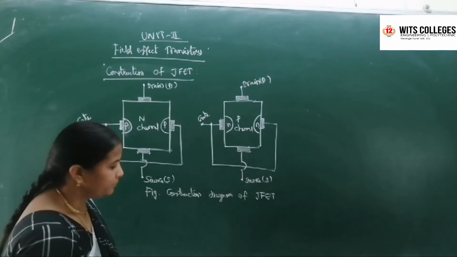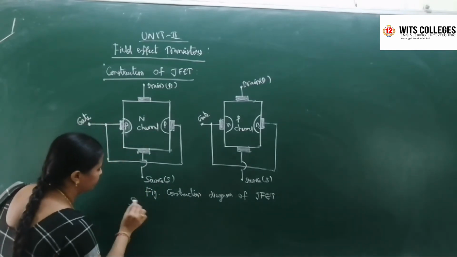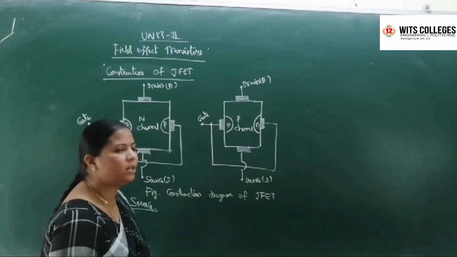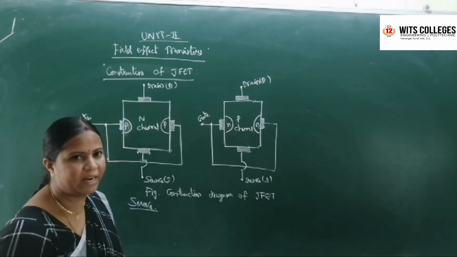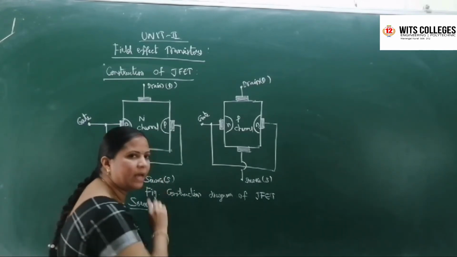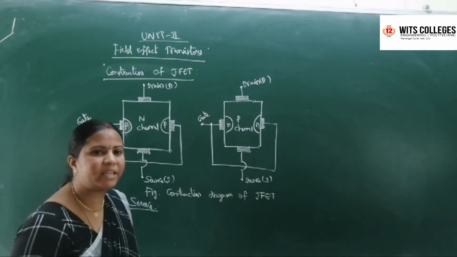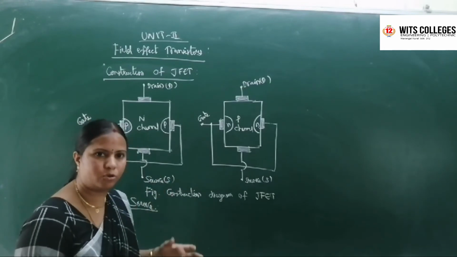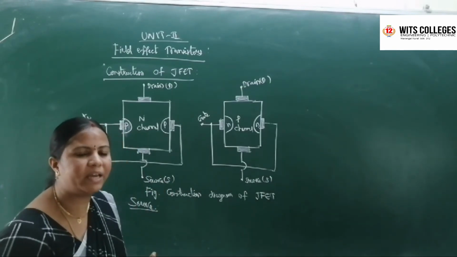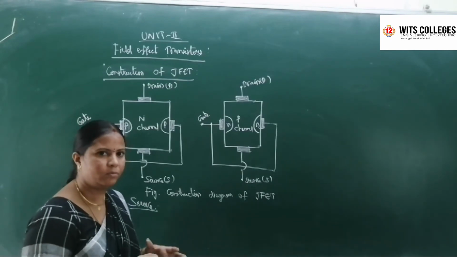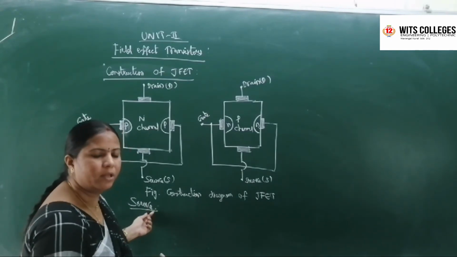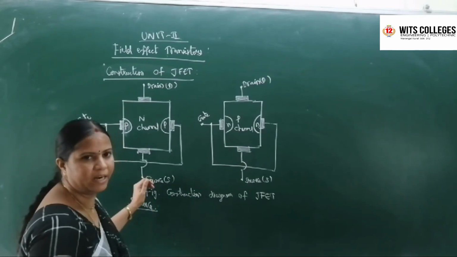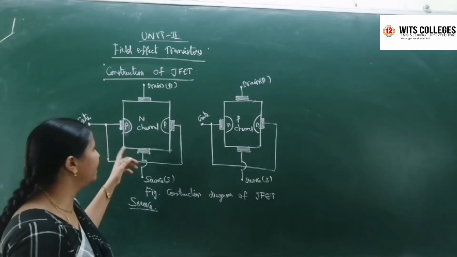So coming to the three terminals, what is the meaning of source? What is the use of source? The terminal through which majority carriers enter the channel. In an n-channel JFET, the majority carriers are electrons. In an n-type semiconductor material, what are the majority carriers? Electrons. So the source is the terminal through which majority carriers enter the channel, here electrons in an n-channel JFET.